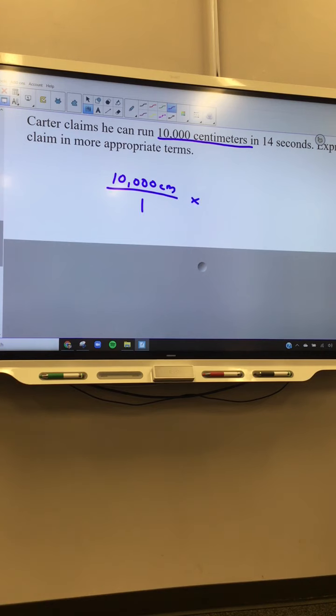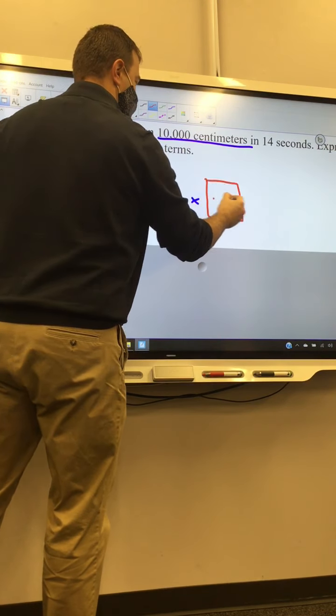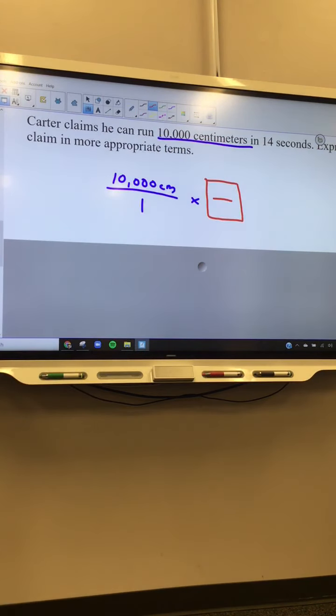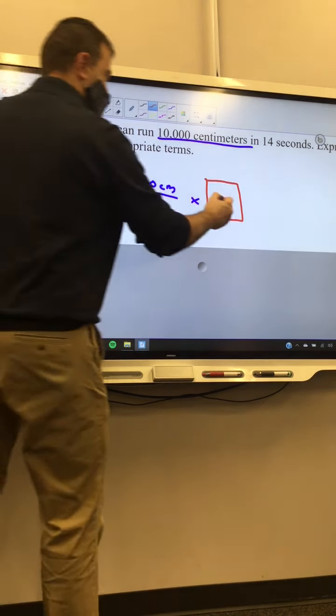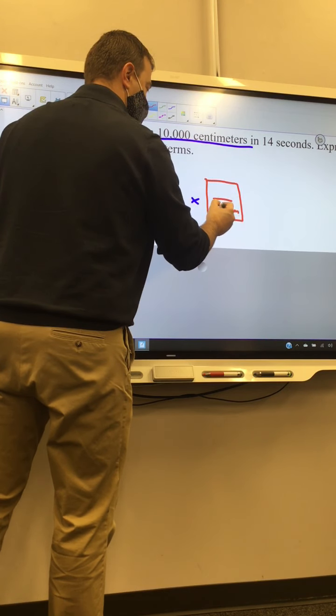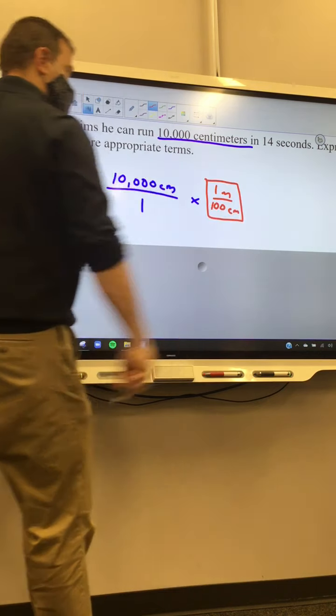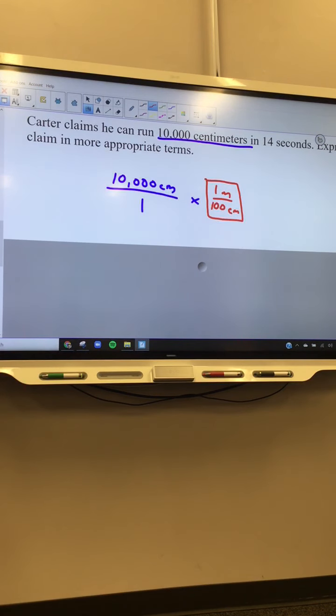So if that's the case, what unit multiplier am I going to multiply this by here? Something over something. How many centimeters are in a meter, Matthew? 1,000. Nope. 100. 100 centimeters are in 1 meter. Mix it up with millimeters, yeah. There would have been 1,000 millimeters, you're right.